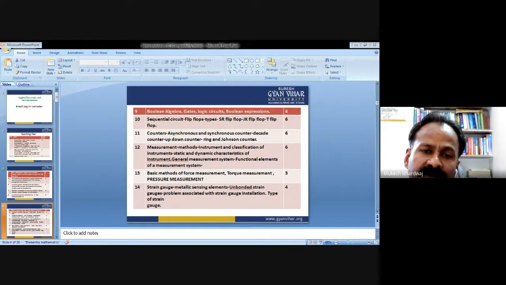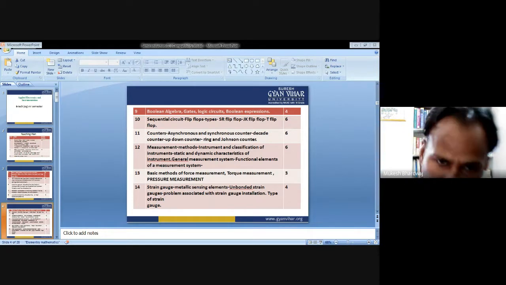By the use of gates, we are going to design the counters. Counters are of two types: asynchronous and synchronous counters, decade counter, down counter, ring counter, Johnson counter. Now, the 12th topic is measurement, which is related to the instrumentation part. Instrumentation basically relates to measurement.